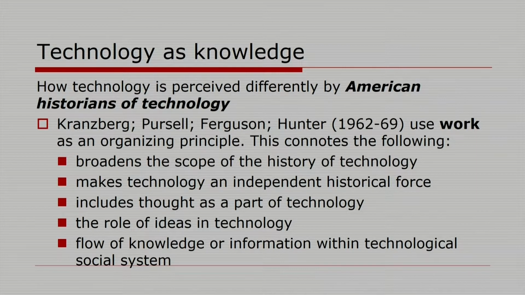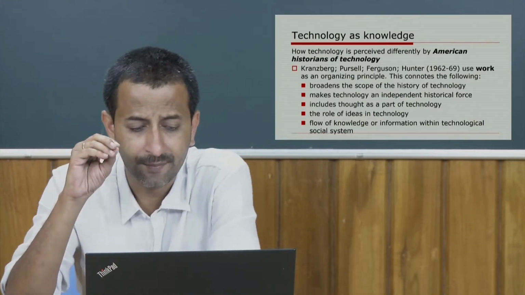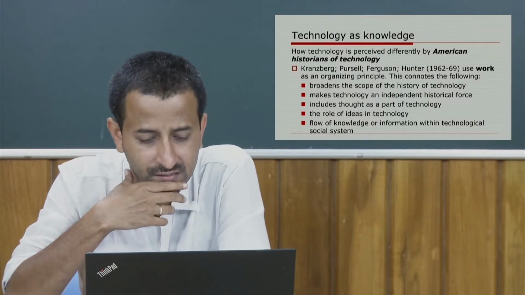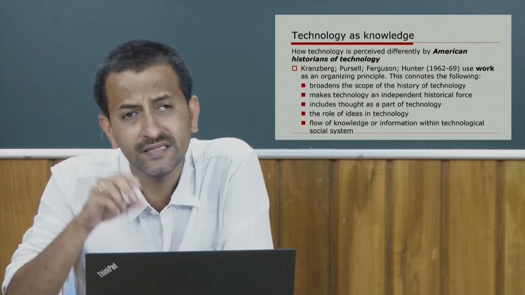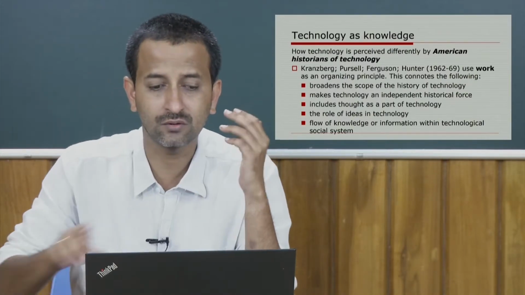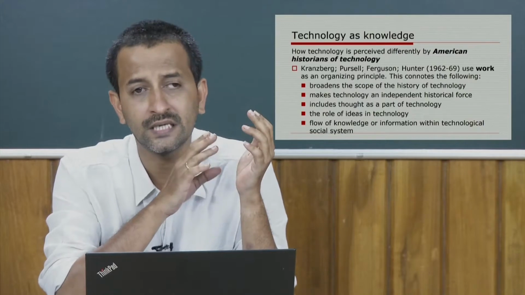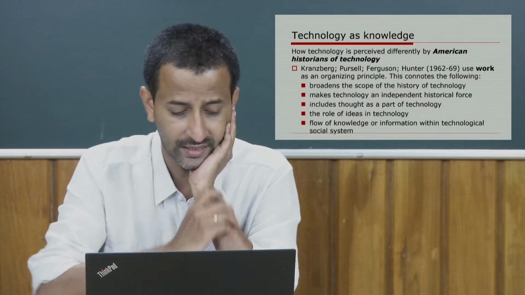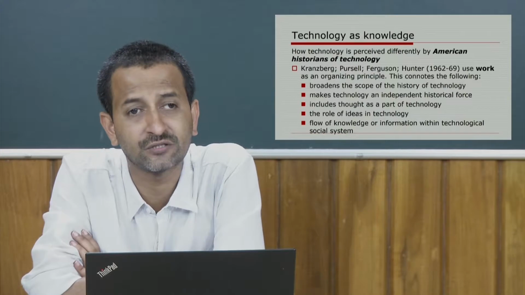It includes thought as a part of technology, the role of ideas in technology, and the flow of knowledge or information within a specific technological social system. Okay? I mean, these American historians of technology, namely Kranzberg or Purcell in their Technology in Western Civilization, the way they use work as an organizing principle. This does at least three things. One, it broadens the scope of the history of technology. Secondly, it makes technology an independent historical force, and thirdly, it includes thought as a part of technology, at least by implication. Okay? Indeed, the emphasis on thought is characteristic of many American writers on the history of technology.